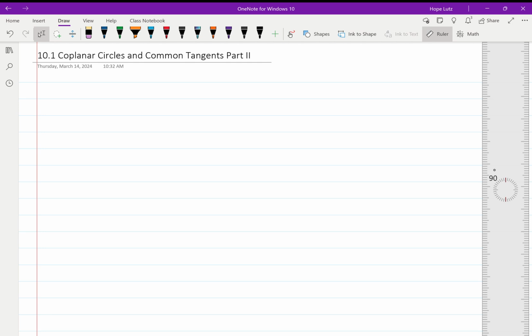Alright, today we're going to continue with part 2 of 10.1, coplanar circles and common tangents. Yesterday we learned all the parts of the circle that we needed to work with. So today we're going to talk about using those parts of the circle, and talk about coplanar circles and common tangents. We learned tangent yesterday, where it hit a line on the outside.